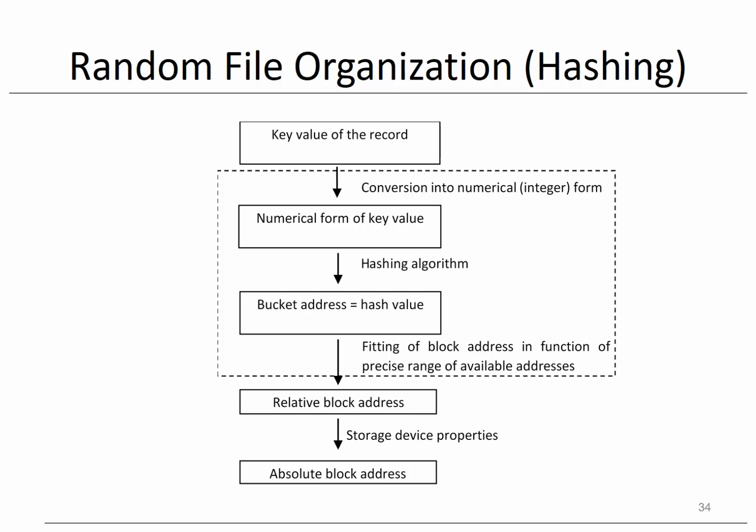A final step, which is governed by the file system and therefore can be considered beyond the scope of the key-to-address transformation, is a translation of the relative block address into an absolute address consisting of a device number, cylinder number, track number, and block number.